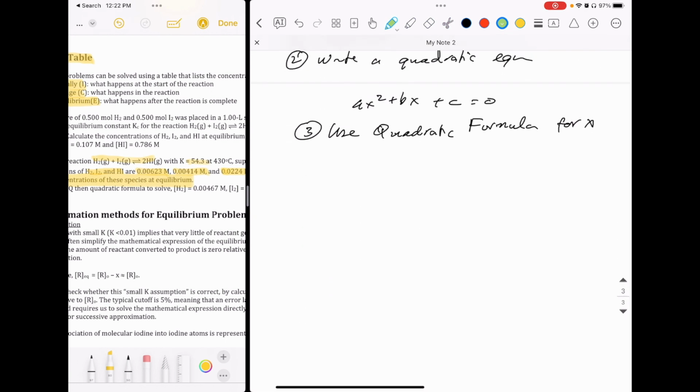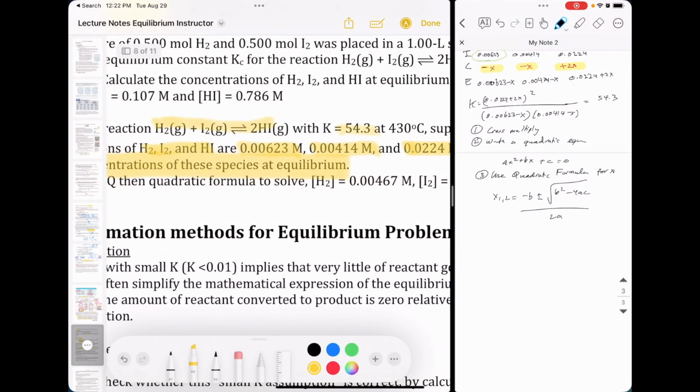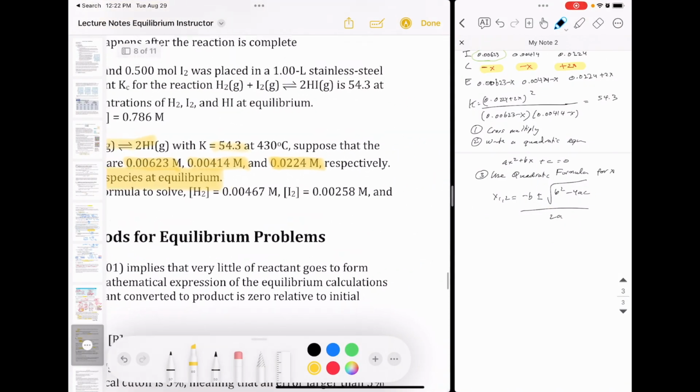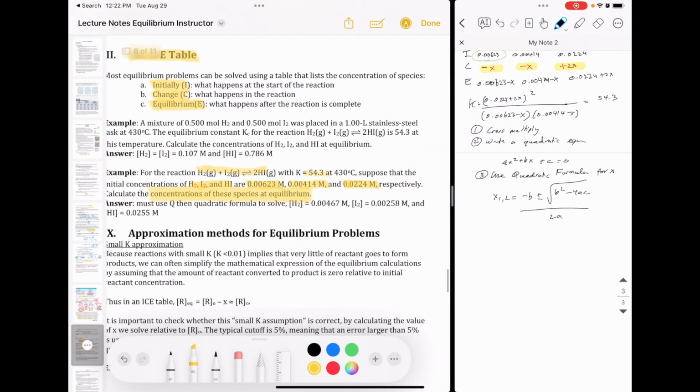I'm going to leave it up to you to solve that since you do want to practice with the quadratic formula. Just keep in mind that it's going to be x equals minus b plus or minus the square root of b squared minus 4ac, over 2a. Okay? Once you finish the quadratic formula calculations, double check your answer. It should be the numbers that are listed there for that problem.